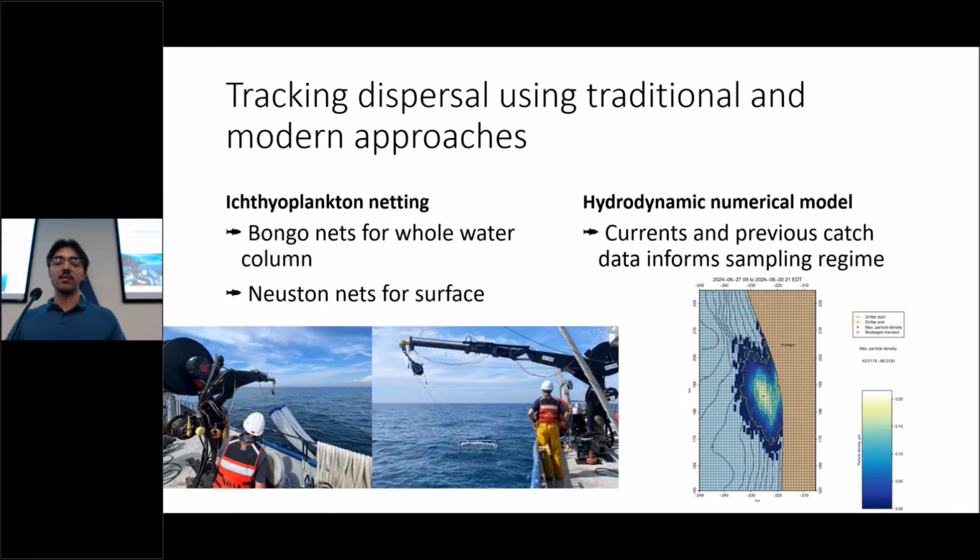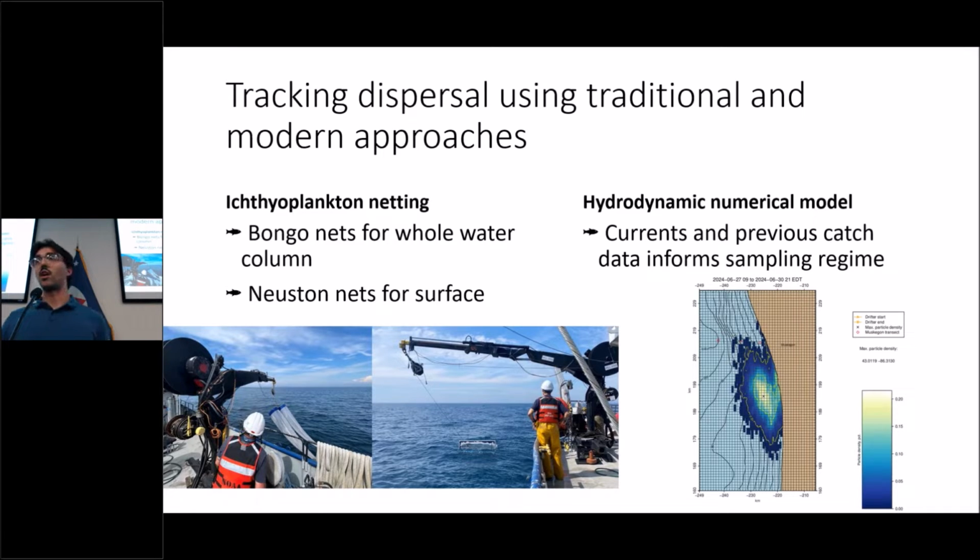So to catch these larvae, the NOAA and CIGLR team uses both bongo nets and Neuston nets. The bongo nets are pictured on the far left and sample the whole water column, while the Neuston nets are pictured in the middle and sample just the surface. Additionally, we use a hydrodynamic numerical model to predict where these larvae are transported based on previous catch data and currents. The model output for each day of our cruises informs where we sample for larvae. However, I'll talk more about that later.